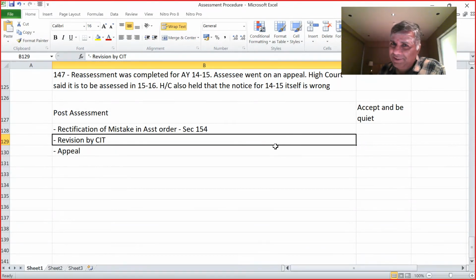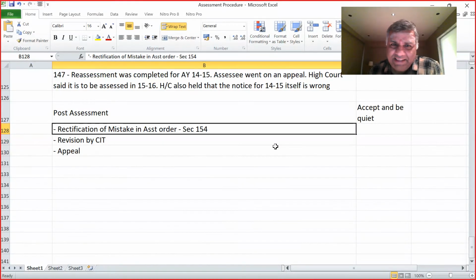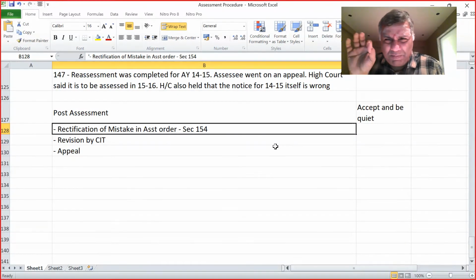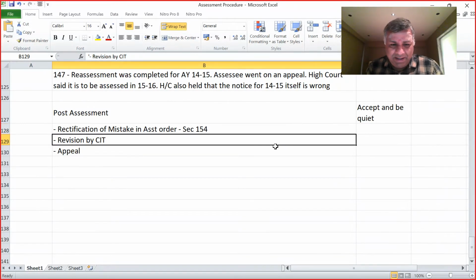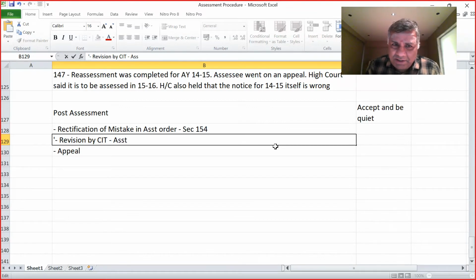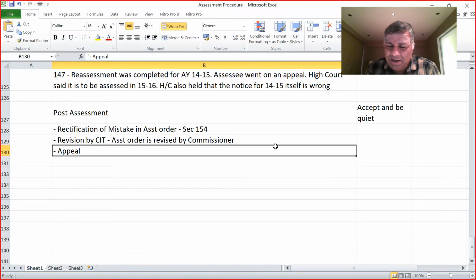Then jump. Rectification of mistake in the assessment order. There is a mistake in the assessment order, and it must be rectified. There is a mistake in the assessment order. So the assessment order is revised by the commissioner. Okay. I feel, the assessee feels that I am aggrieved by the assessment order passed by the assessing officer. So I go on an appeal.